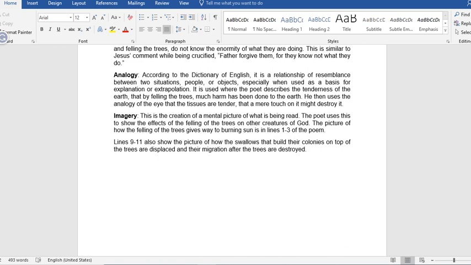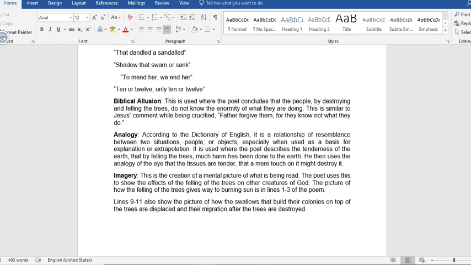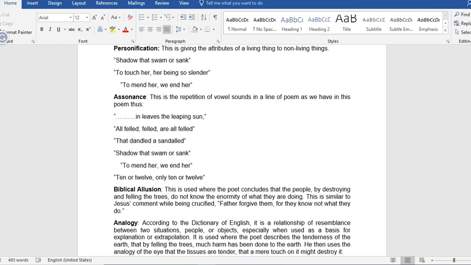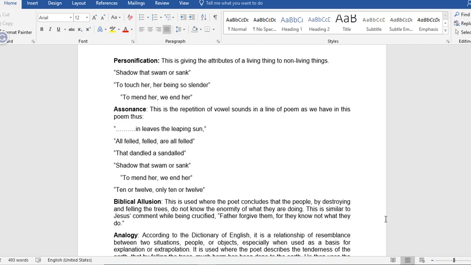So, those are the poetic devices. We have discussed more than necessary here. You just write on any three. You can write on more if you have time, so that you have a good grade in Literature in English.